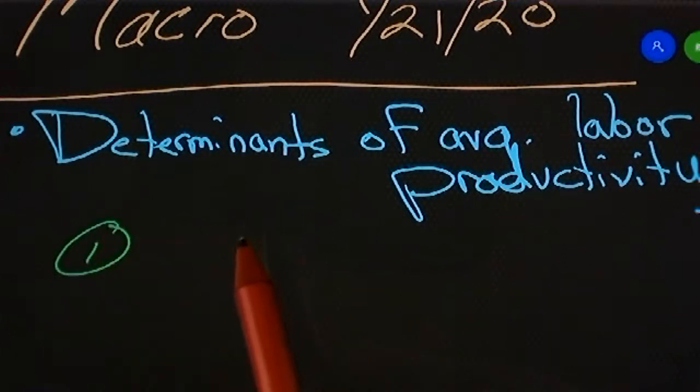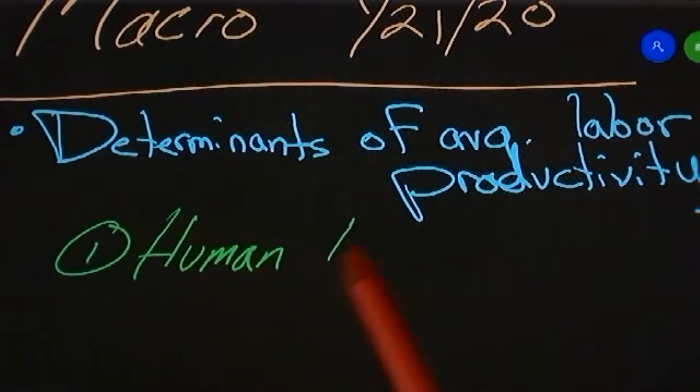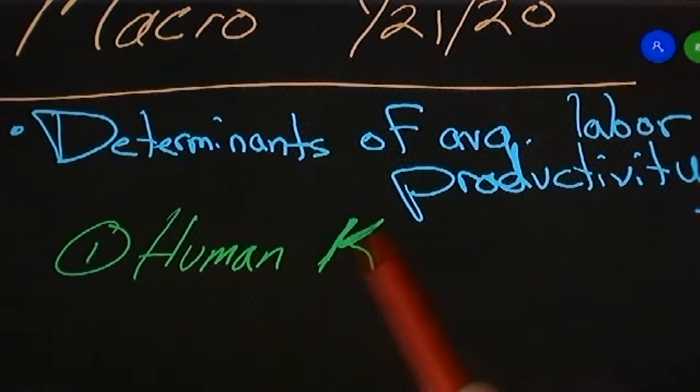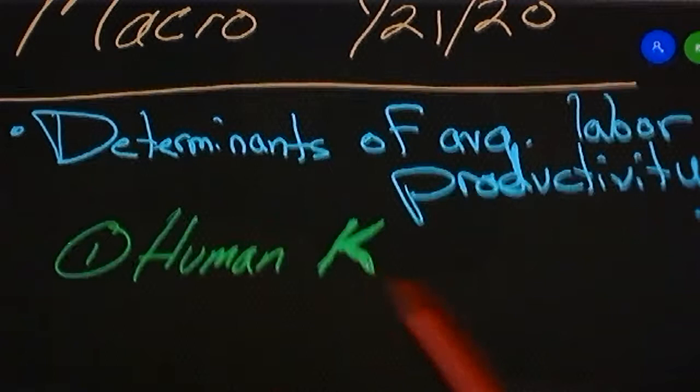So the first of them was human capital, the skills and training of the workers. So we can just say human K. Remember, every time we use K, that's just our abbreviation for capital.